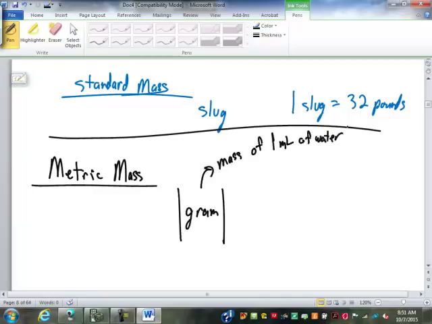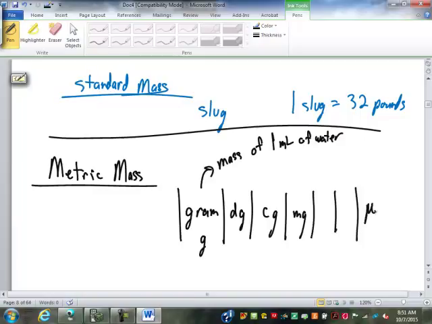So the milliliter is defined to be a cubic centimeter. So we have that connection between length and capacity. A gram is defined to be the mass of 1 milliliter of water. So we now also have that link between capacity and mass. And of course, gram is abbreviated with a G. Smaller than a gram, we have a decigram, a centigram, and a milligram. Then skipping a couple spots, we have the microgram. Again, in the medical field, you'd see that mcg instead of the μg.